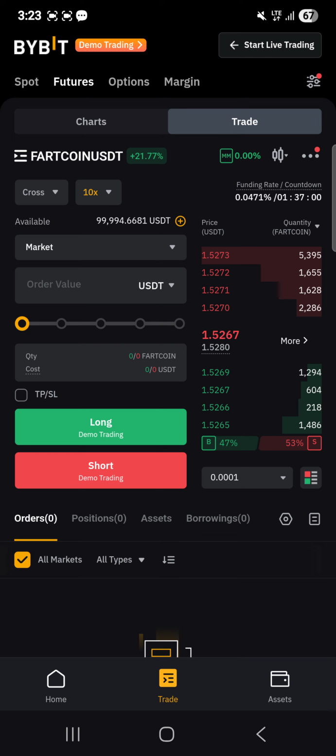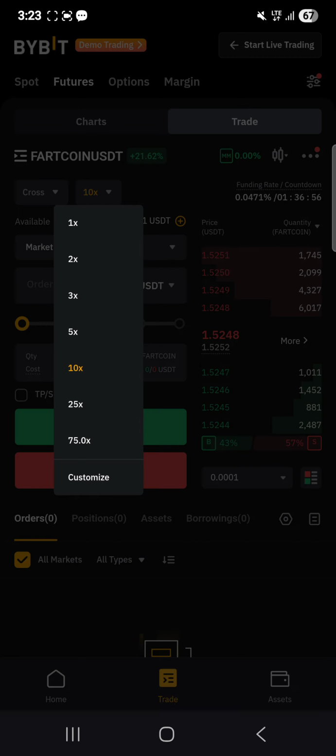With that being said, let's go over to leverage. Now, what is leverage? As you can see here, we have 1x, 2x, 3x, 5x, 10x, 25x, 75x till 100x, and you can even go ahead and customize the kind of leverage you want. What is that? Leverage is you multiplying these numbers here with the actual capital you want to trade with. Let's say I want to trade Fatcoin at 10x leverage with $100.